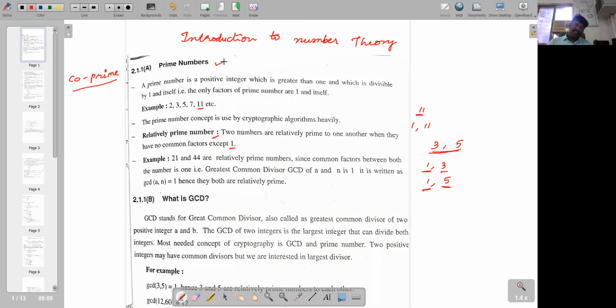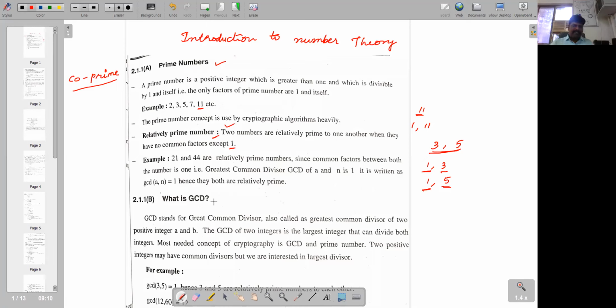The first is a prime number and the second one is relatively prime numbers. When we talk about prime numbers, any number which has the factor of 1 as well as itself is called a prime number. When you talk about relatively prime numbers or co-prime numbers, out of these two numbers there should not be any common factors other than 1.